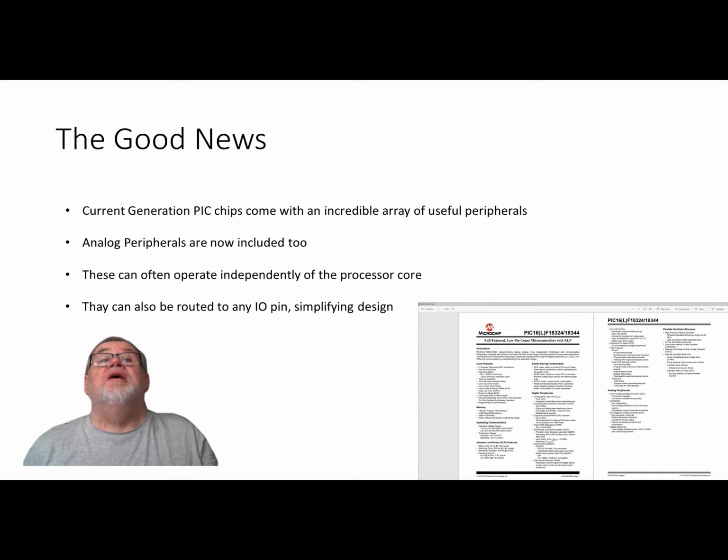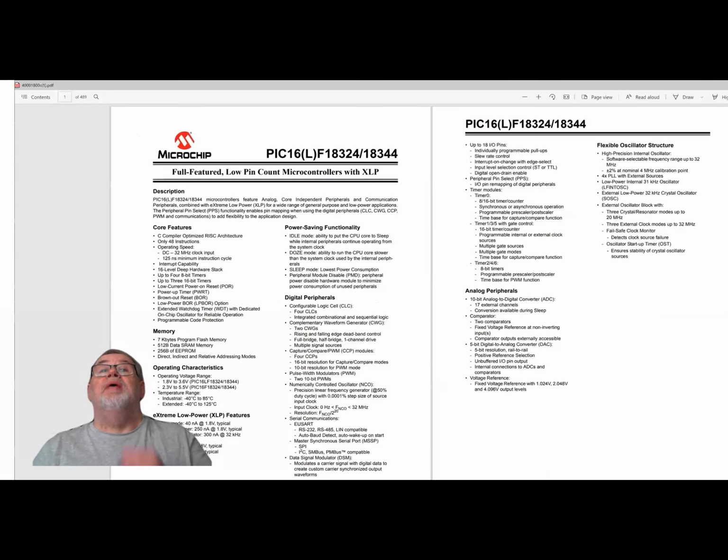That's the good news. The bad news is that for all that complication, wait a minute, there's an example of a modern data sheet, front page of the data sheet. Look at all the digital peripherals. It's got dozens of them. It's got I2C, SPI, RS232, RS485, numerically controlled oscillators, captures, compares, complementary waveform. It's got a ton. And then there's the analog over here, comparators and DACs and ADCs, all sorts of stuff.